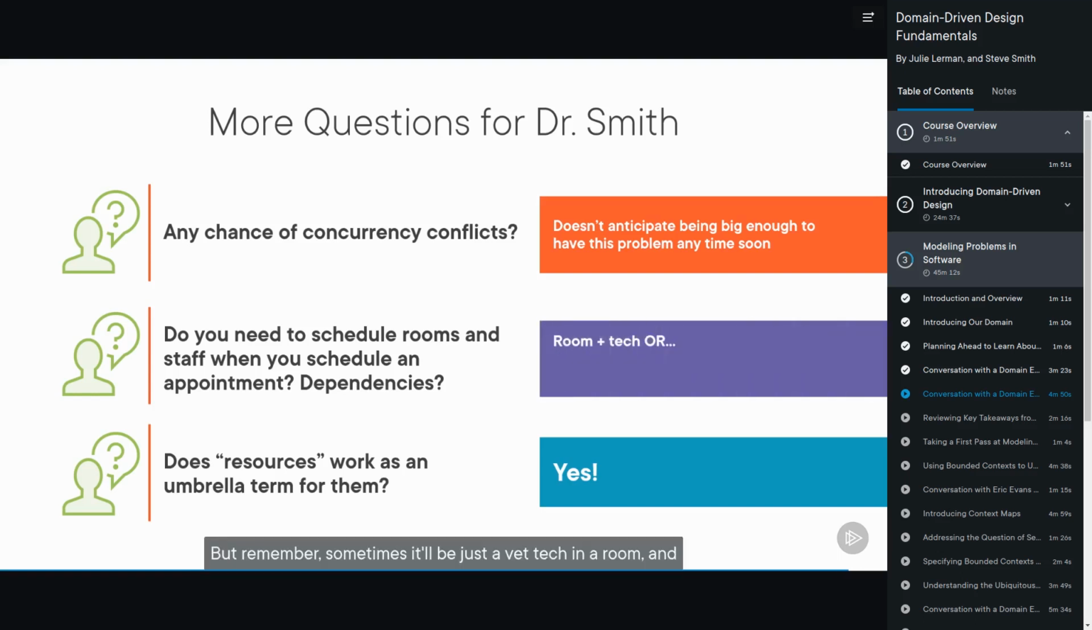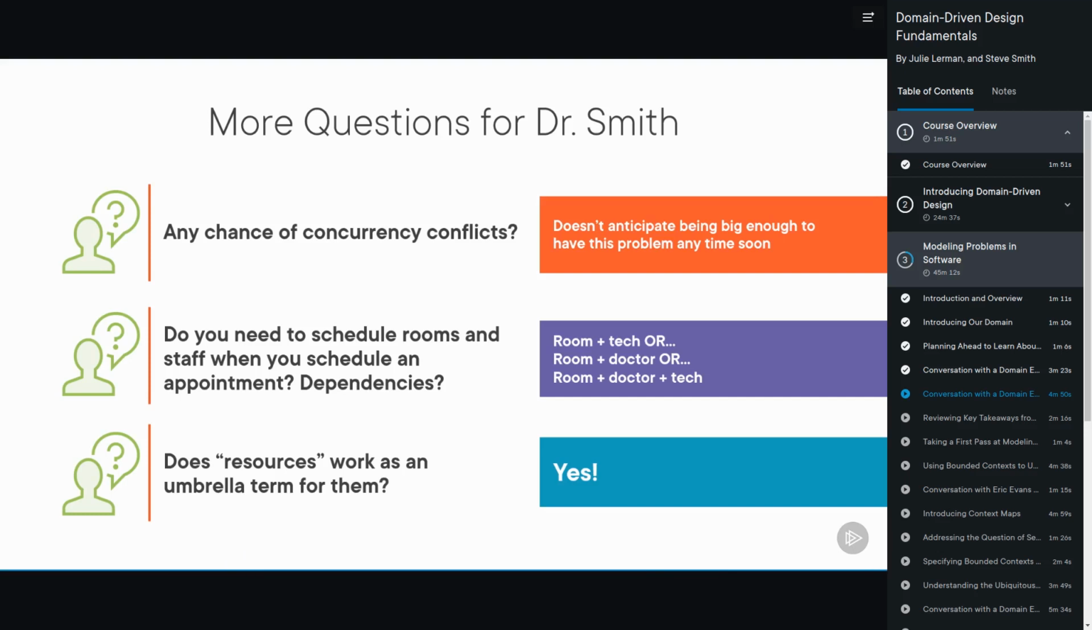But remember, sometimes it'll be just a vet tech in a room, and other times it might be the doctor in the room, but sometimes you might need the doctor, the technician, and a room. Wow, this is a lot more complicated than we'd realized. But it's interesting. This is going to be cool to model in the application.